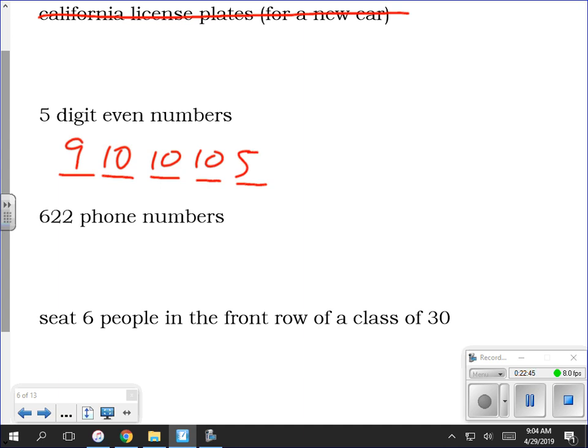This is the fundamental counting principle. How many choices for the first times how many choices for the second times how many choices for the third, fourth, and fifth. I multiply them all together. This one's not that bad. 9 times 5 is 45, followed by how many zeros? 3. So there are 45,000 5-digit even numbers.